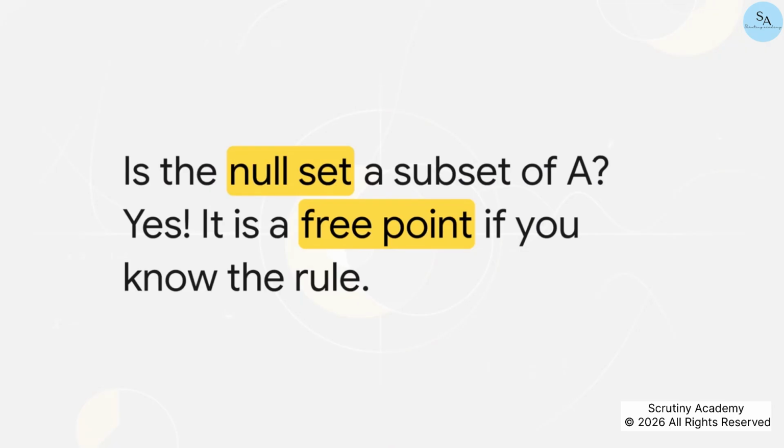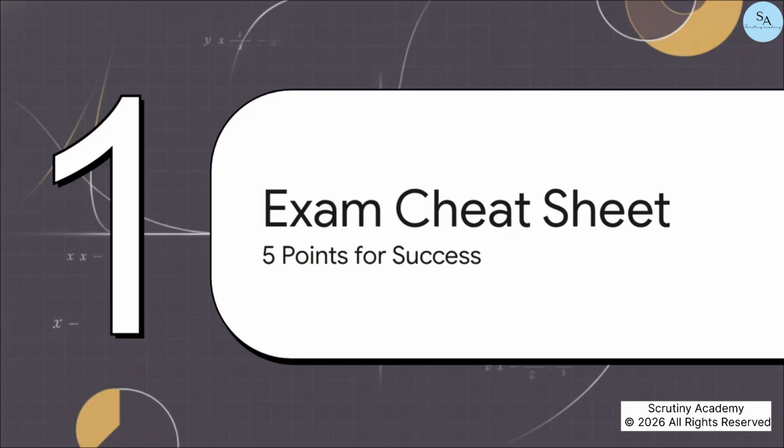Now let's skip down to option 6 on that list. It asks, is the null set, represented by the symbol phi, which looks kind of like an O with a slash through it, a subset of A? Now, this is a massive exam trap, but if you know the rule, it's a totally free point. The answer is yes, and that actually leads us directly to a very powerful shortcut. Your 5-point exam cheat sheet.